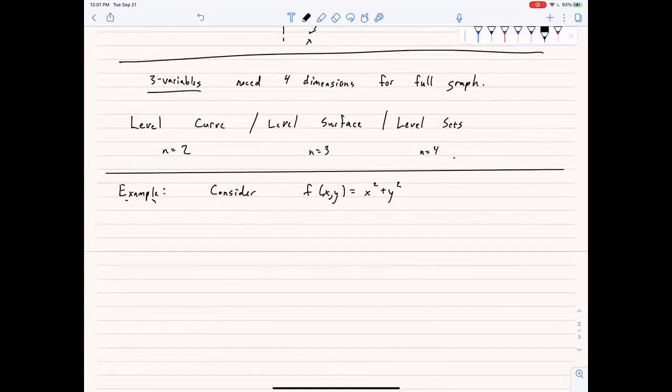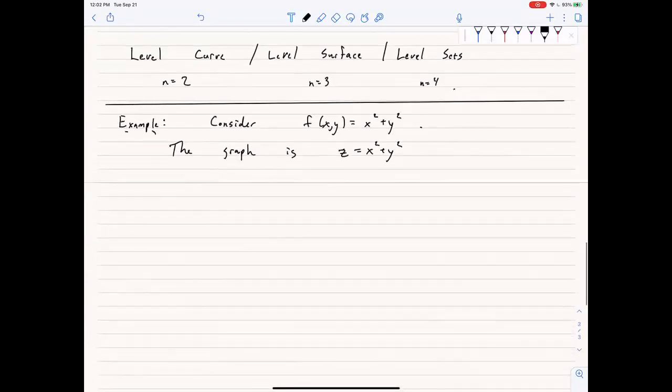So this function is not hard. This is just a paraboloid. It's concave up. And if we want to draw the graph, that's also not hard, because this is just a quadric, which is something we've worked with before. So the graph is given by the equation z equals x squared plus y squared, and I'll just briefly sketch. You have this kind of bowl like this.